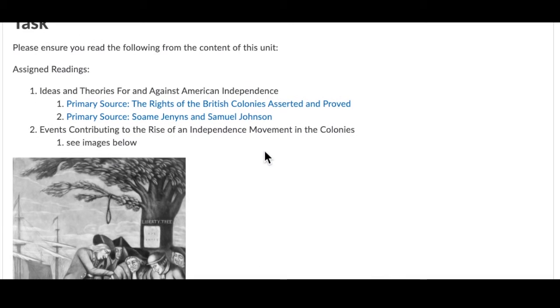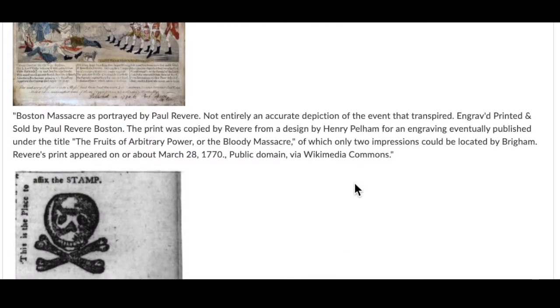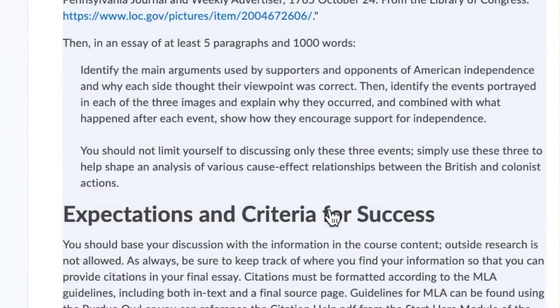So I would expect you to get most of the information you need for your essay from these two primary sources and the textbook. So the assignment down here, if we can scroll down a little bit farther, this is the key information I'm looking for. Identify the main arguments used by supporters and opponents of American independence and why each side thought their viewpoint was correct. Then identify the events portrayed in each of the three images and explain why they occurred, and combined with what happened after each event, show how they encouraged support for independence.